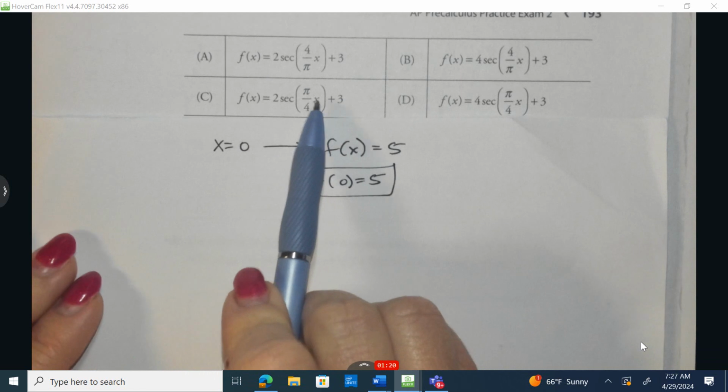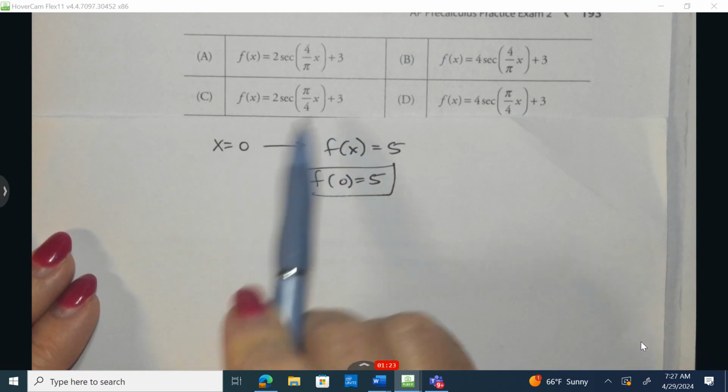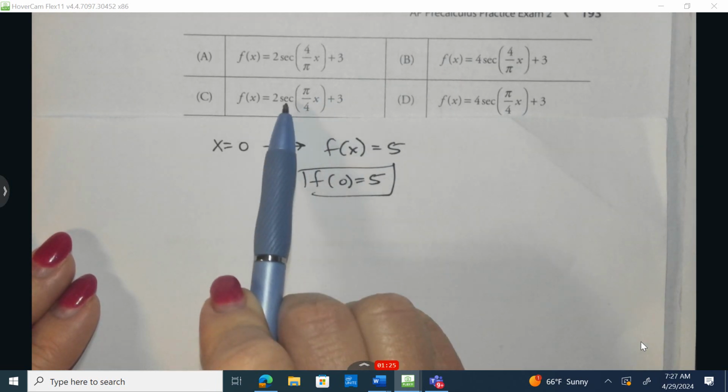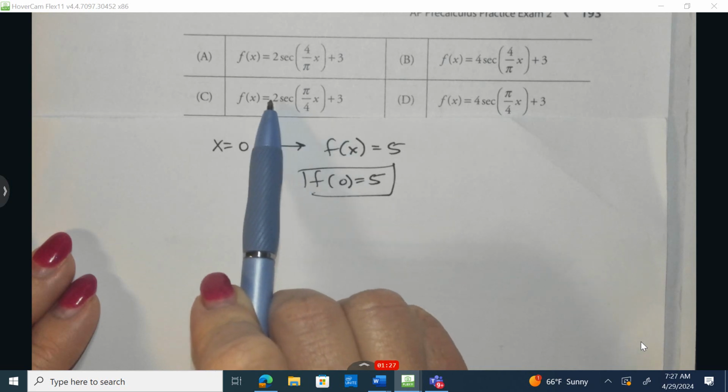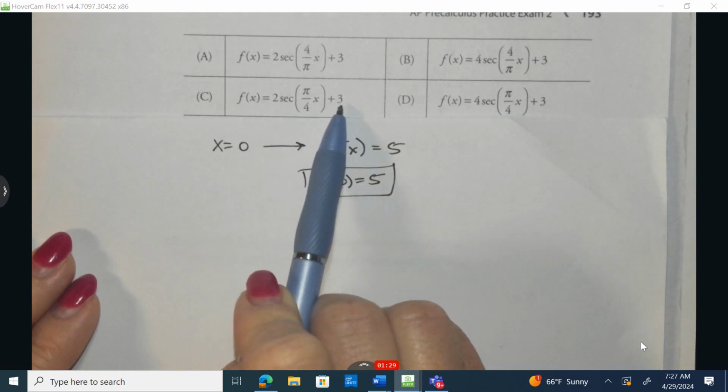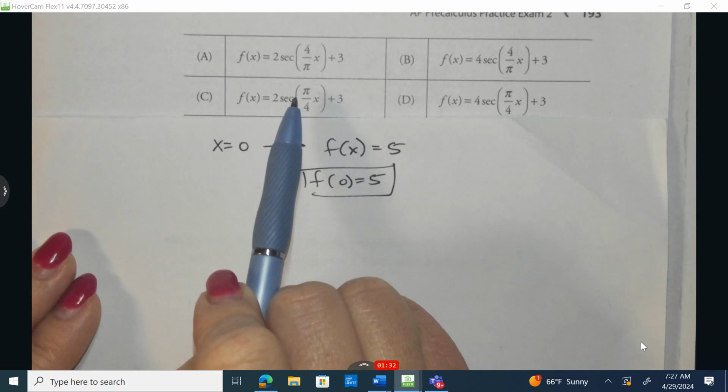The same thing here. If I input 0, 0 times this quantity is 0, and we just showed that the secant of 0 is 1. 2 times 1 is 2, 2 plus 3 is 5. So maybe option A, maybe option C.